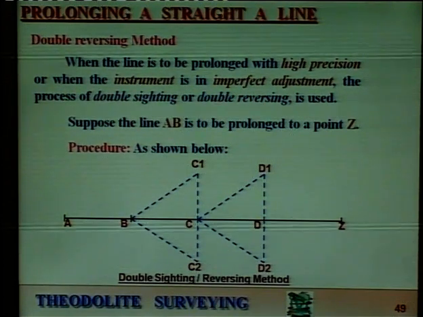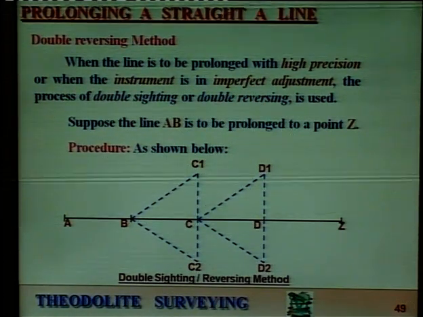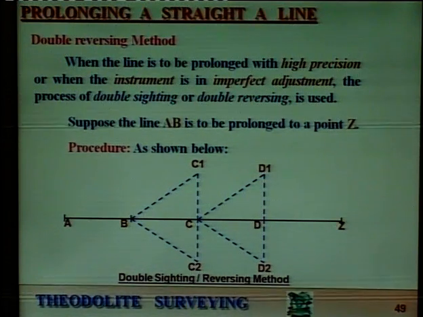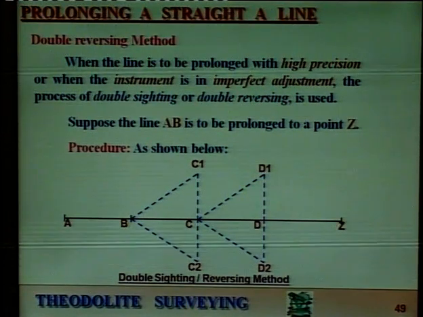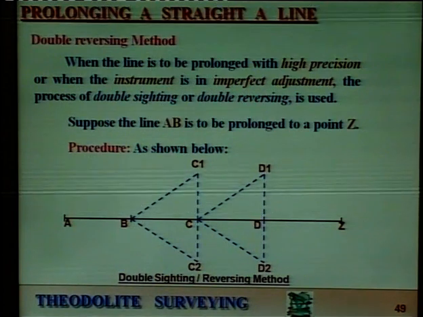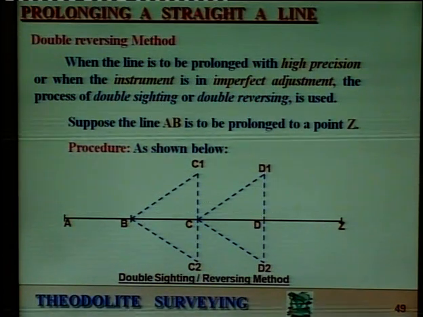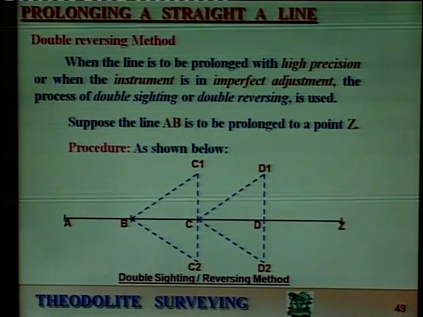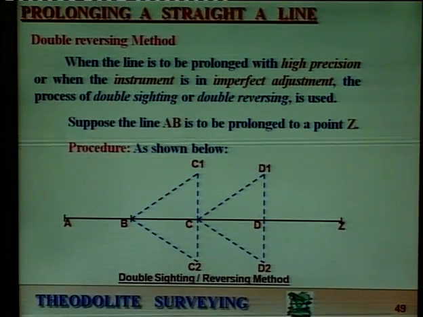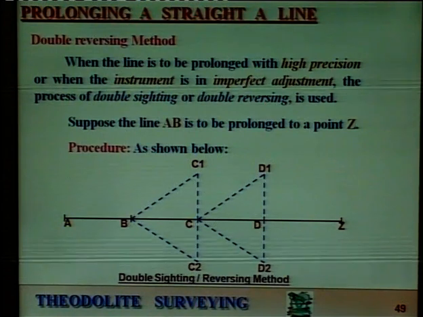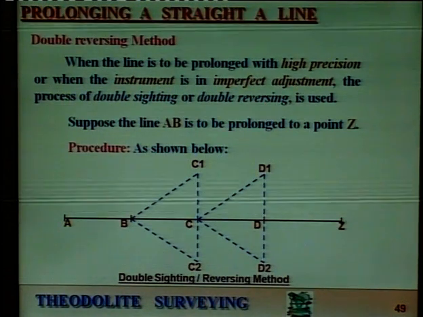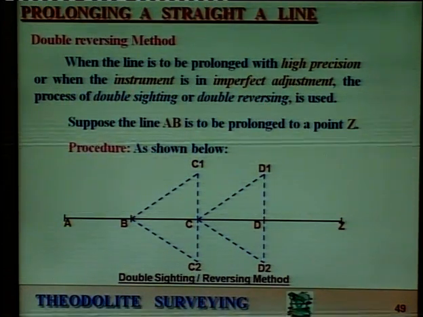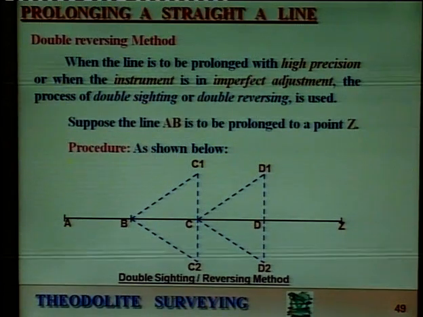So, when the line is to be produced with high precision or the work is to be done with great accuracy, or when the instrument is in imperfect adjustment, that is, not in the permanent adjustment, in these two cases where greater accuracy is required or the instrument is not in perfect adjustment, then we use the double sighting or double reversing method as it is being shown on your screen.